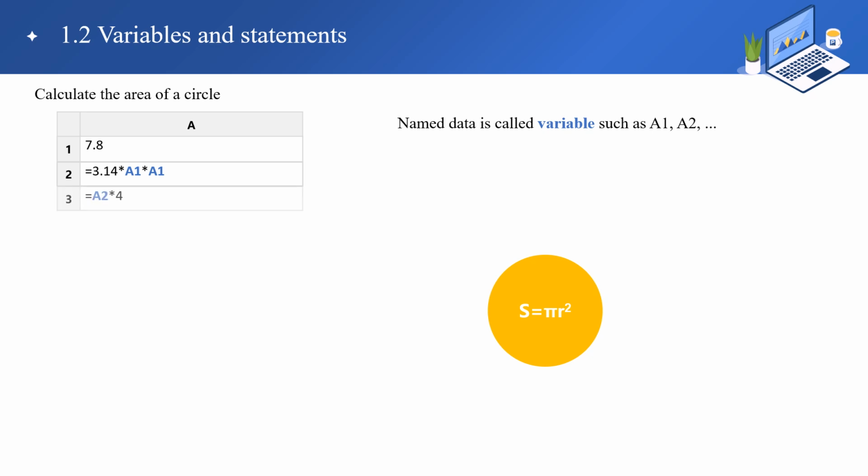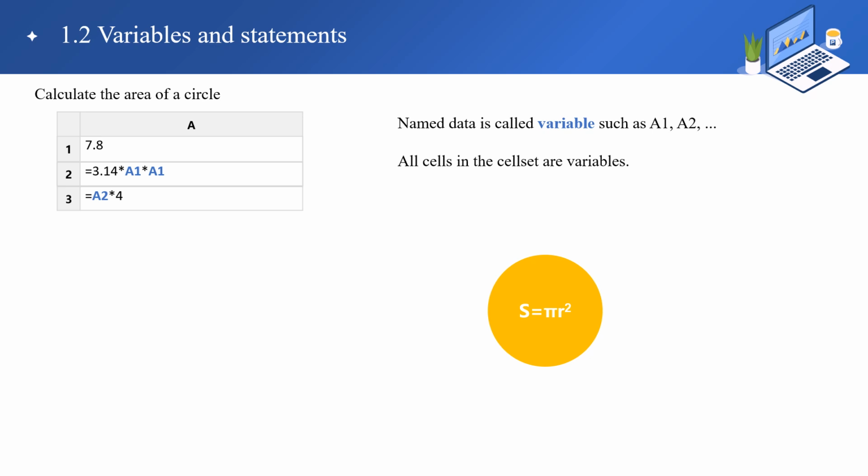That is, this expression references a value through the name of the cell containing it. It is easy to understand for one who is familiar with Excel. Programming languages call named data the variable, like A1 and A2. We can write equals A2 * 4 in A3 to calculate the area of a ball with A1 being the radius. A3 is also a variable.